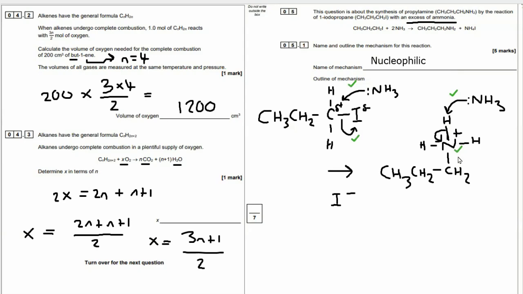So what this is called is nucleophilic substitution, because when it's all said and done, the iodine will have been swapped for that amine group, which is NH2. So it's nucleophilic substitution.